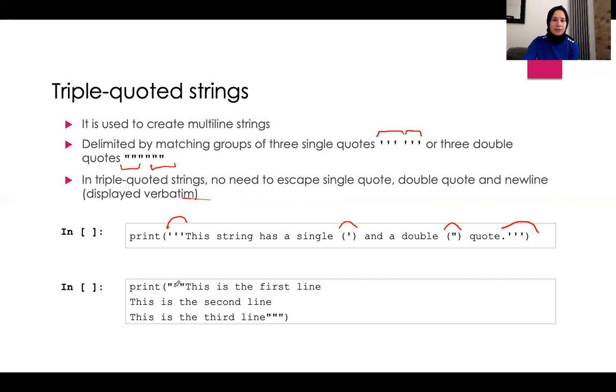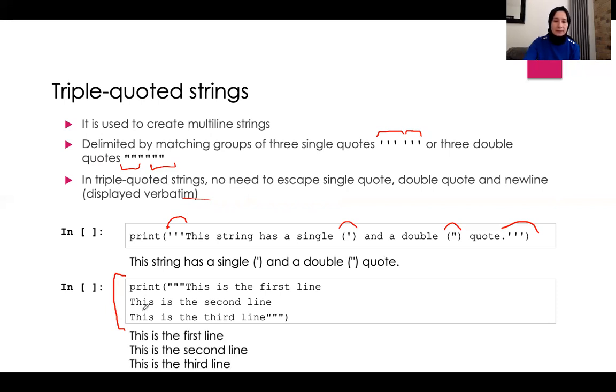And again, these are used to create multi-line strings. If you want to create multi-line strings, this is something that you can use, as you can see here. When we run this piece of code here, in the first one, it will print the single and double quotes. It will not give any problem. And when we run the second piece of code here, this is the result that we will get.